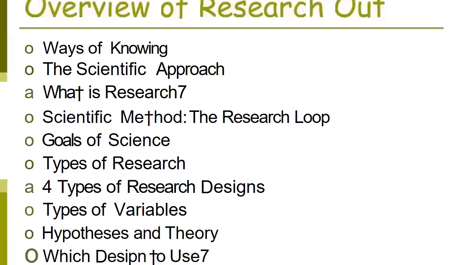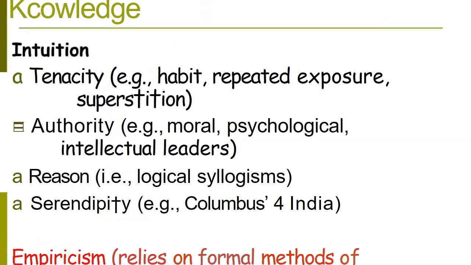The outline of today's presentation covers the way of doing scientific approach, what is research, research methods, research loop, goal of science, types of research, types of research design, and what are the types of variables, and how to test the hypothesis, and which design to use in your research work, evaluating the research question. So this is what we will cover today.